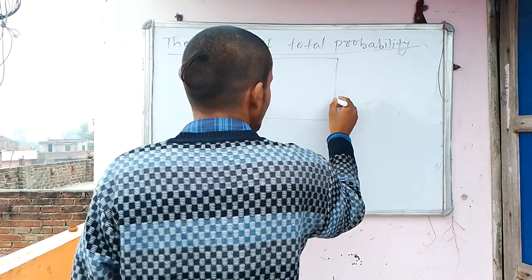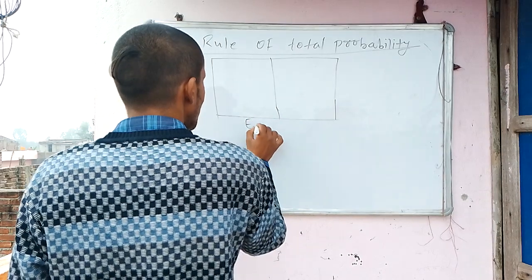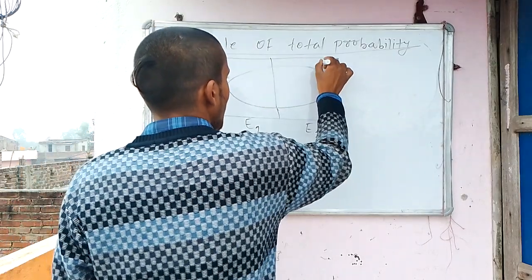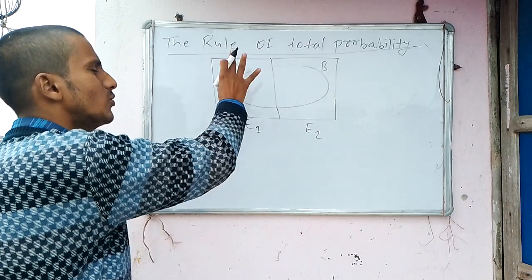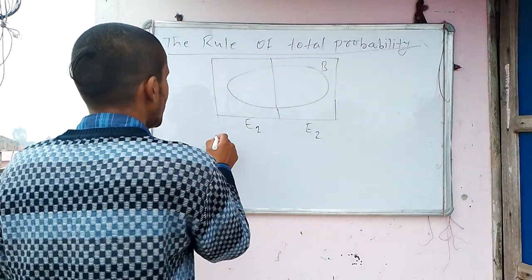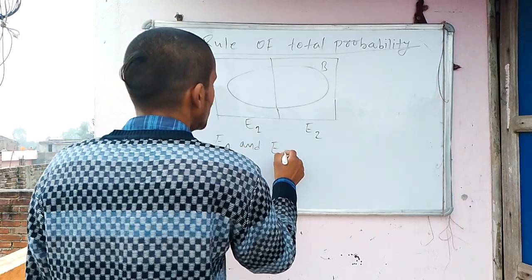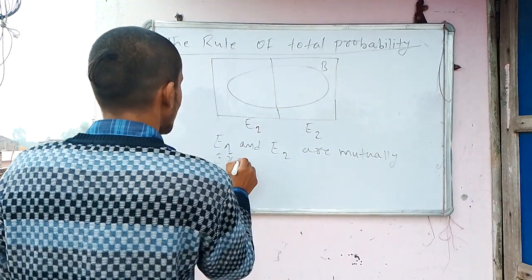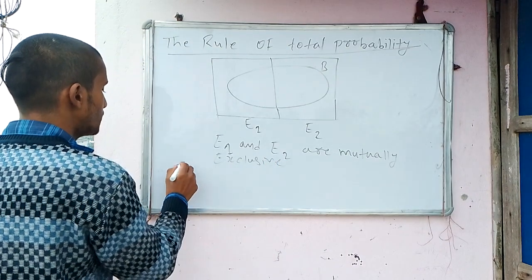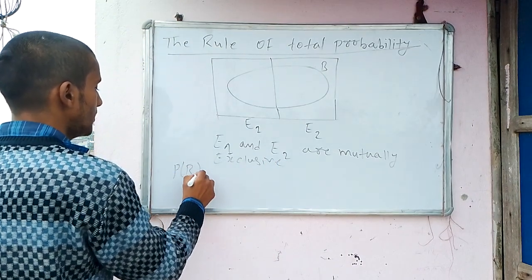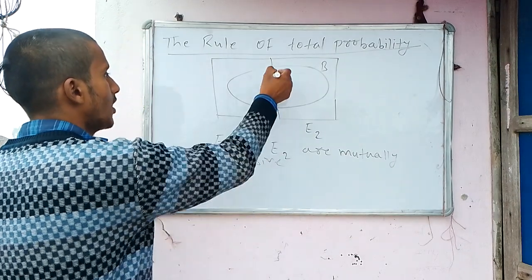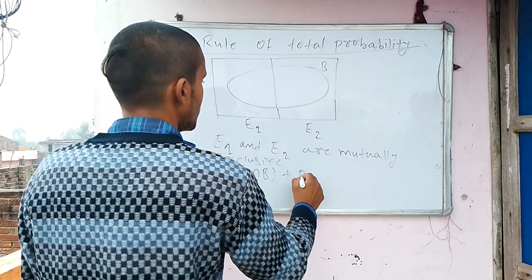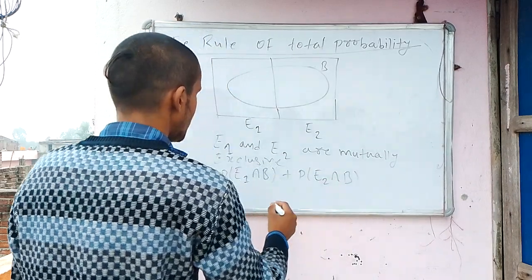If you have two events, E1 and E2, and there is an event B, some portion of which is in E1 and some portion of B is in E2, and here E1 and E2 are mutually exclusive, then we can write probability of B is equal to probability of this portion, which is E1 intersection B, plus probability of E2 intersection B. Does that make sense till here?